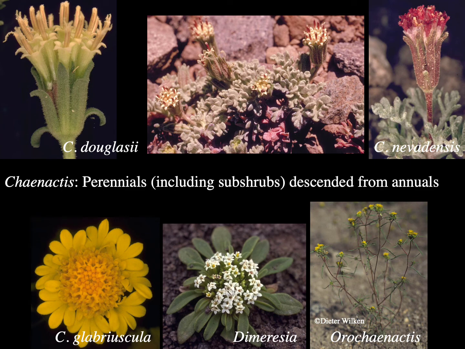So there are perennials in Chaenactis, including subshrubs, and we have great evidence that these are descended from the annuals. And this is just one example, I'll mention a couple others later, of perennials being derived from annuals within the Helenieae alliance, which is a fairly common theme associated with shifts to montane or coastal environments.